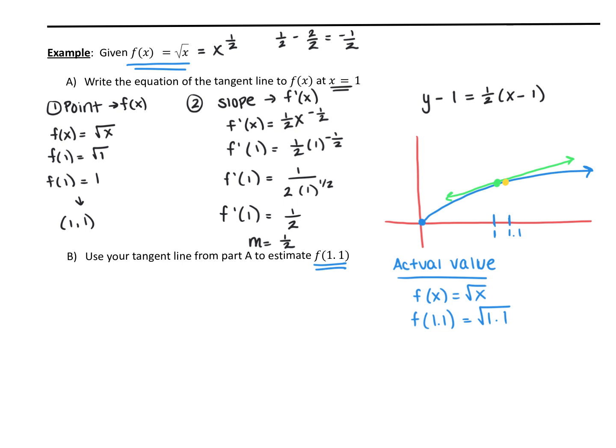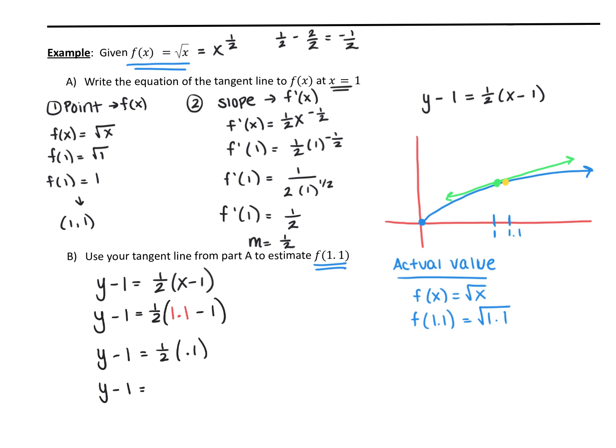Let's start by using the tangent line, y minus 1 equals 1/2 (x minus 1). And what we're going to do is we want to estimate 1.1. So on this line, when x is 1.1, what is y? So that means we're going to put 1.1 in for x, and we're going to solve for y. And now 1.1 minus 1 is just 0.1. And it would be helpful to know that 0.1 is 1/10.